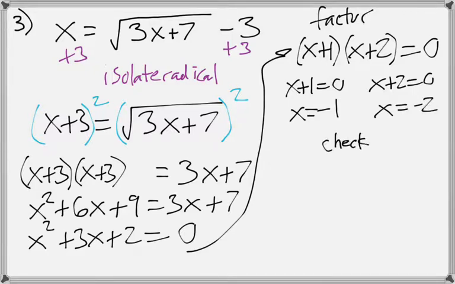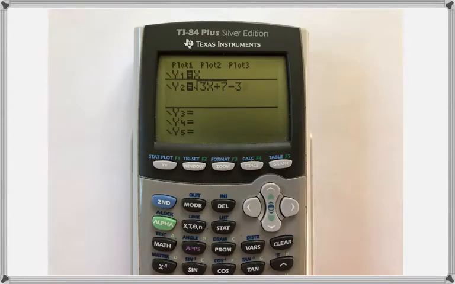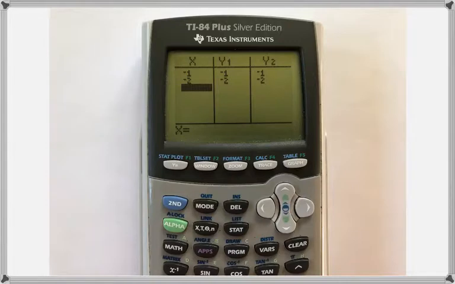But before I circle them, I do need to check. So if you go to your calculator and you type in the left-hand side of your original equation in y1 and the right-hand side in y2, you don't have to do it in that order. If you want to put the right-hand side in y1 and the left-hand side in y2, you can, but either way will work. And then type in negative 1, and then you get the same two numbers there. So negative 1 is a solution.